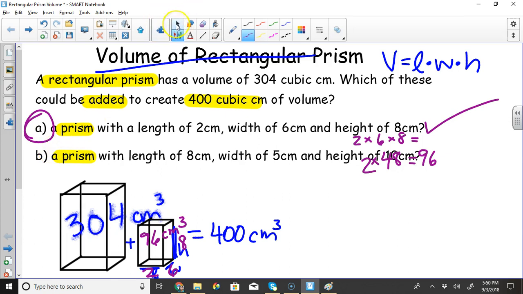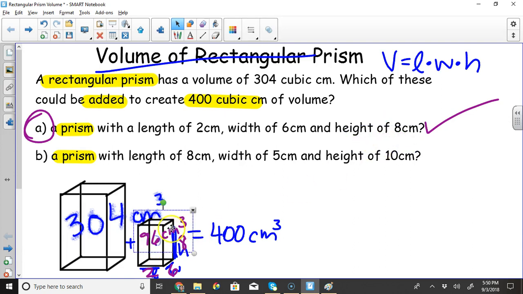But like any multiple choice test, we want to make sure we check all of our answers. So now let's go in and try the second one. Maybe that one works too. I don't know. Let's try it. Sometimes there might be a trick question in there, but let's see.